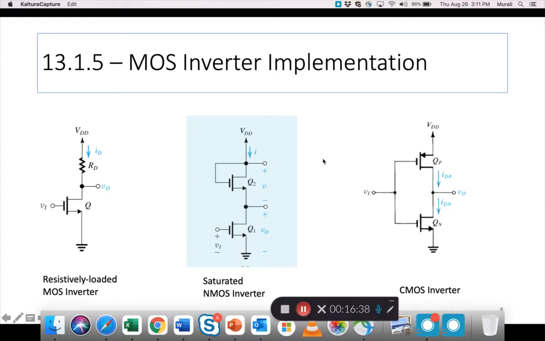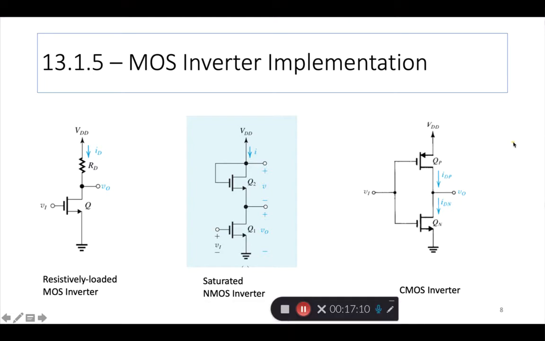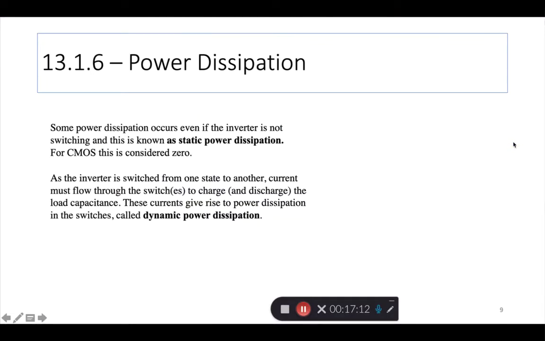So, MOS inverter implementation. Here is an implementation with just one device. Here's an implementation with two devices of the same type. So this is an NMOS, both NMOS. Here's our favorite inverter, CMOS, where both an NMOS and a PMOS device are paired, working together. Okay. So these are practical ways in which inverters can be created using MOS technology.